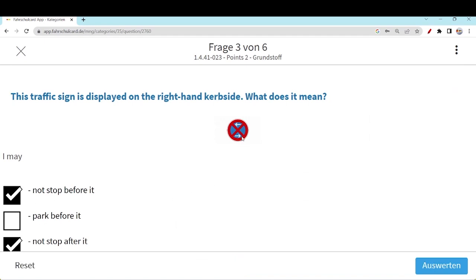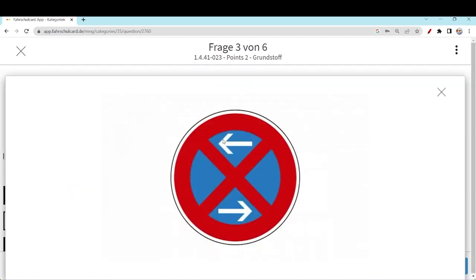There is no indication that you cannot park before it, so park. This sign has nothing to do with parking. There will be an extra sign for the parking. So we need to be very clear: the sign which is being asked about, we only consider that sign.